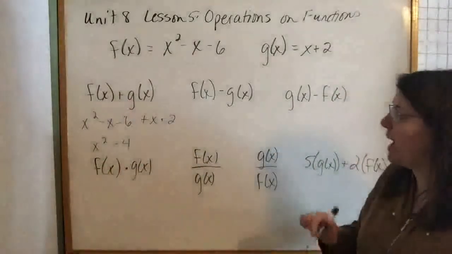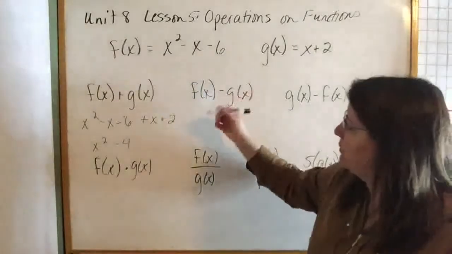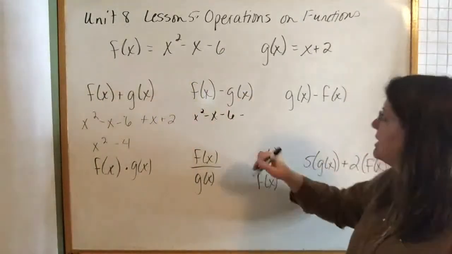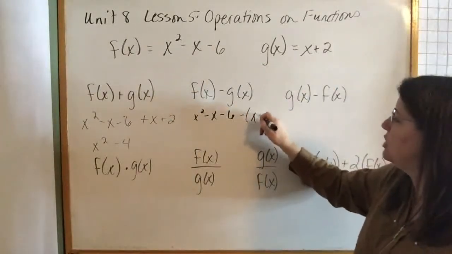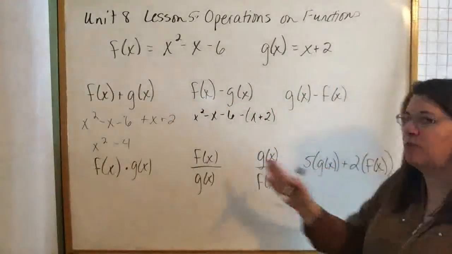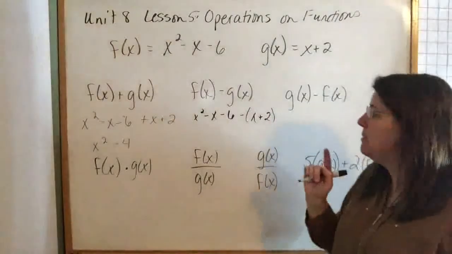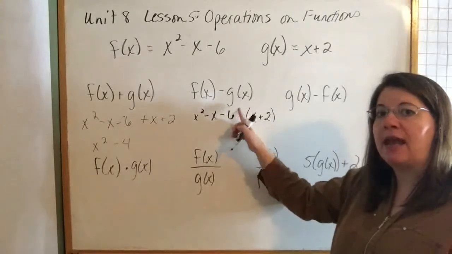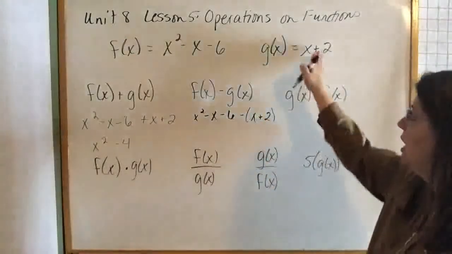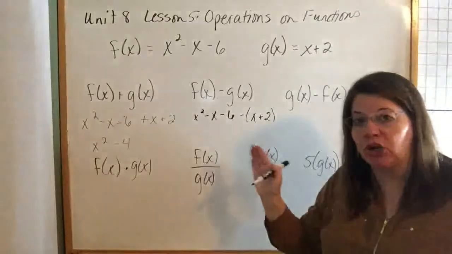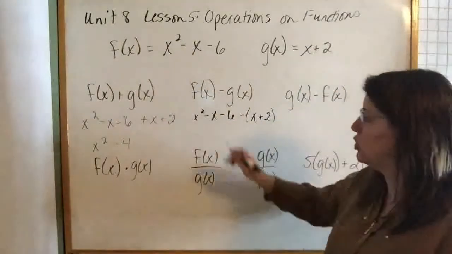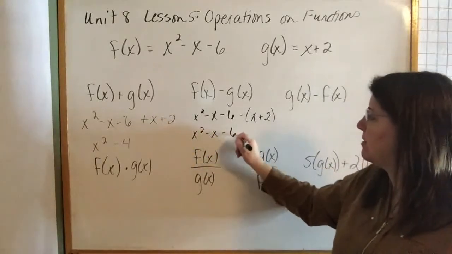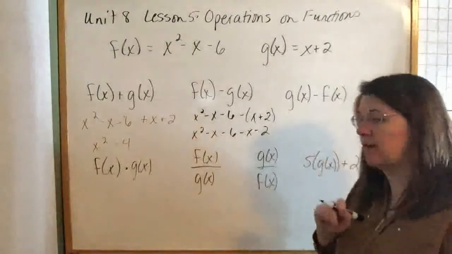For this one, f of x minus g of x, I'm going to take the f function, x squared minus x minus 6, and I'm going to subtract the g function from that. So if I do that, I have to understand, and this is probably the most commonly missed one because students forget to distribute that minus sign. I have to make sure that I subtract both terms of the g of x function, or all terms of the g of x function. Sometimes they may have more than two terms. So this would be x squared minus x minus 6 minus x minus 2 if I write it out.